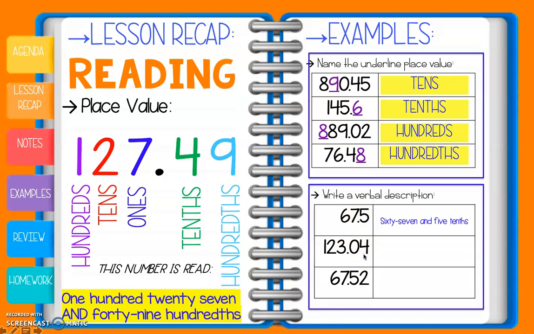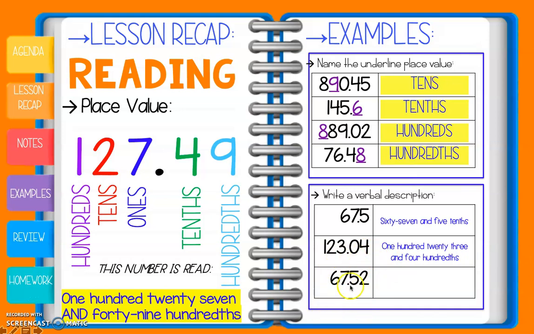Let's take a look at this one. We have 123, that's our regular whole number, and here's a 4, but it's in the hundredths place, so it's 123 and 4 hundredths, okay, because the 4 is in the hundredths place.